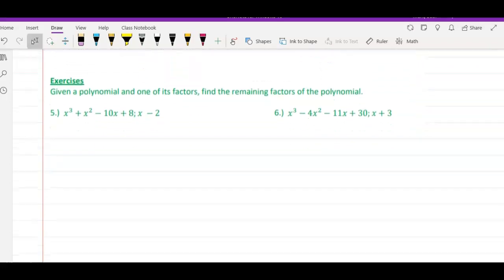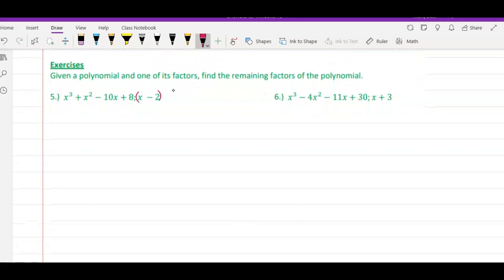So let's practice that. We're given one factor. This is one of the factors, and we're going to try to find the other 2 factors. So the first step, we want to take this polynomial and divide by this polynomial. We could use long division, but again, doing synthetic division is our friend. So 1, 1, negative 10, 8. Don't forget to use a 0 for a placeholder if you're missing one of the degrees.